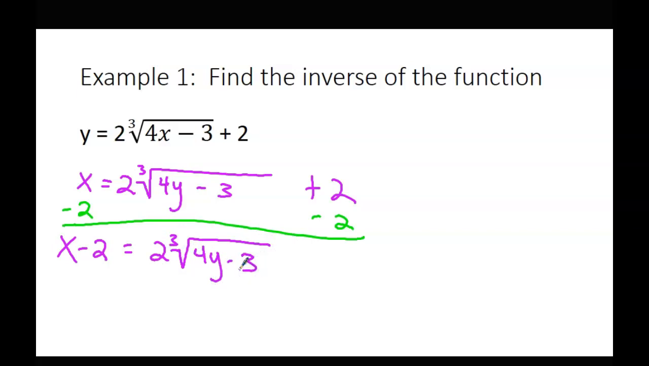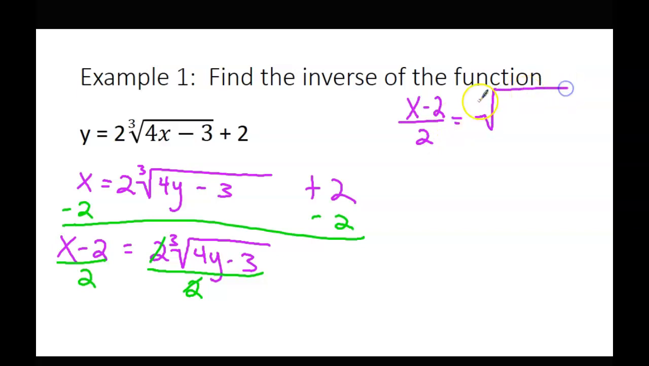And then we can get rid of the 2 in the front by dividing, right? Okay, so now I've got the following. I have x minus 2 over 2 is equal to the cube root of 4y minus 3.